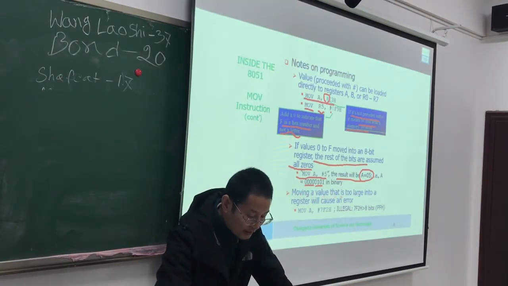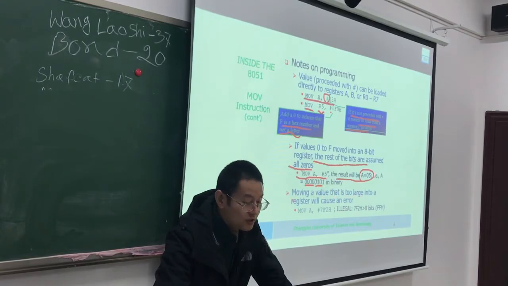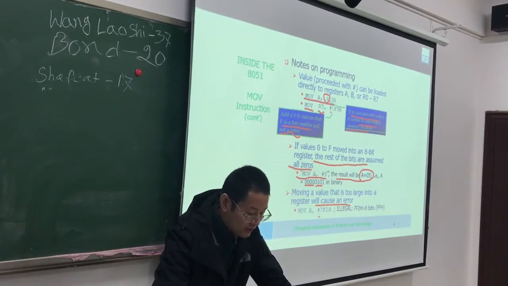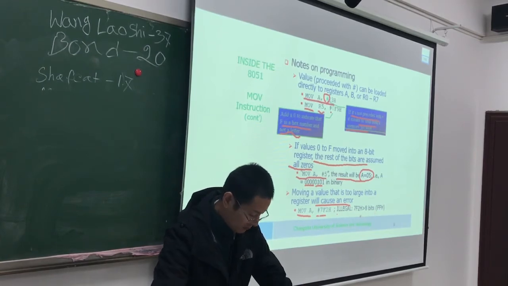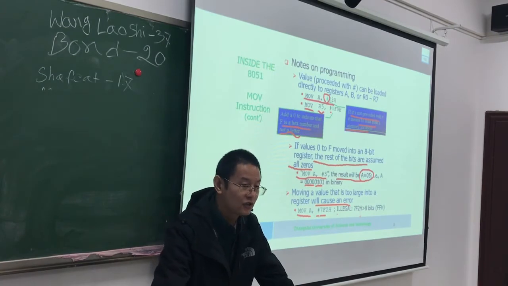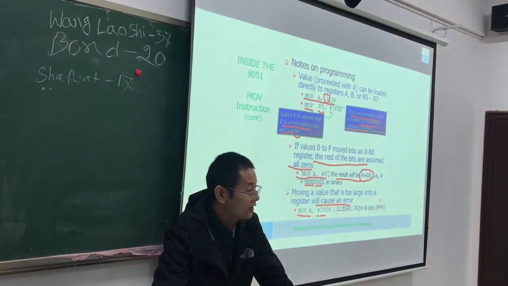Moving a value that is too large into a register will cause an error. For example, move A, pound 742H. It's illegal, because pound 742H is bigger than FFH. The register has 8 bits. The maximum is FFH.